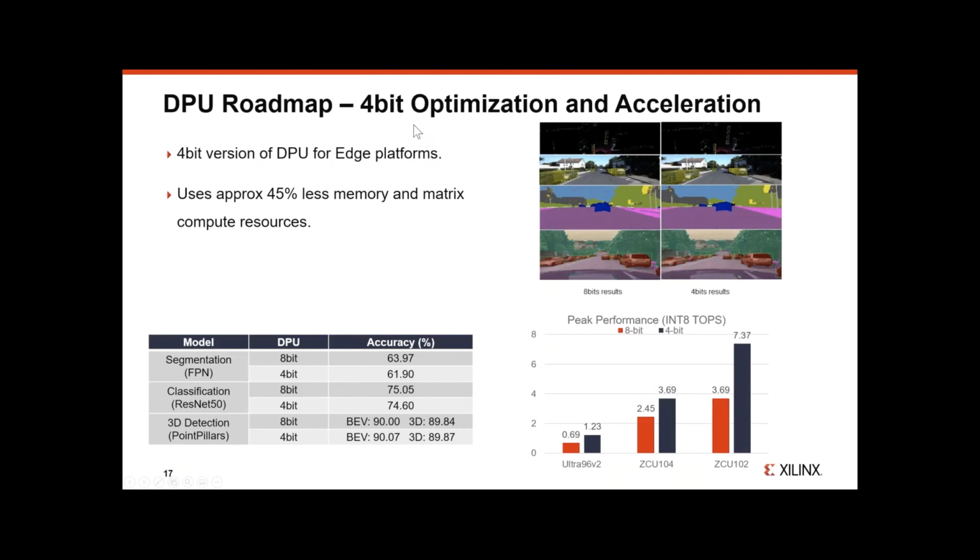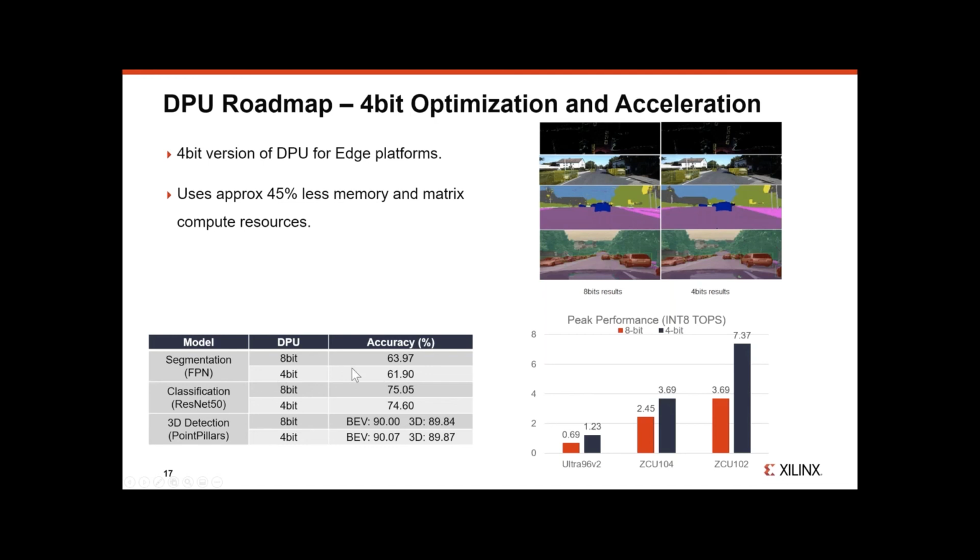Finally, with the DPU, I want to mention that we have a 4-bit optimized DPU coming for the Zynq and Zynq UltraScale Plus platforms. It uses approximately 45% less memory and matrix compute resources. This is not out today, but it will be coming hopefully in the next couple of months. You'll be able to get this DPU and try it out. Really, if you're targeting applications where you can suffer potentially a small accuracy loss, but you really need to get more frames per second or lower latency, this might be a good fit for your application.